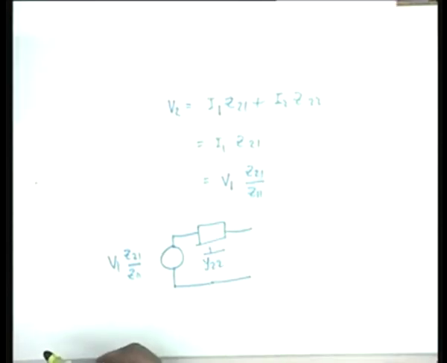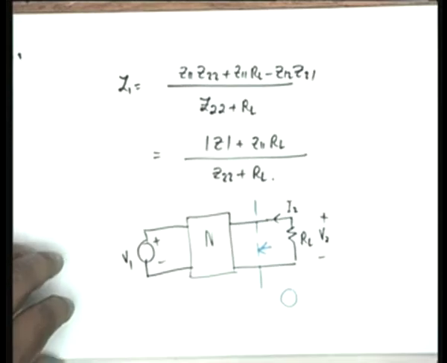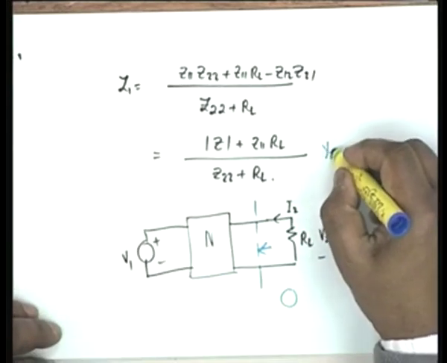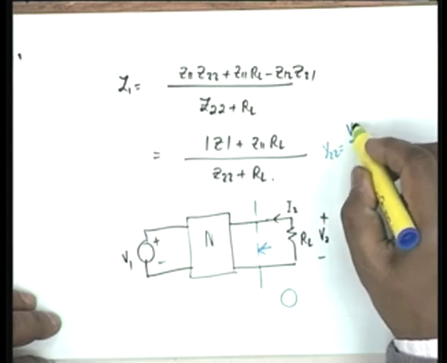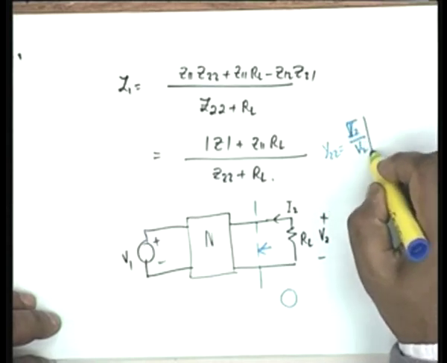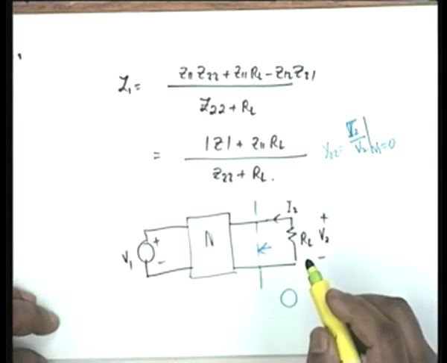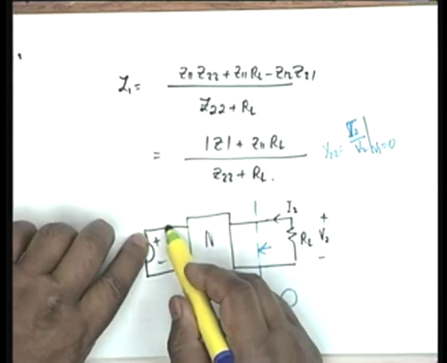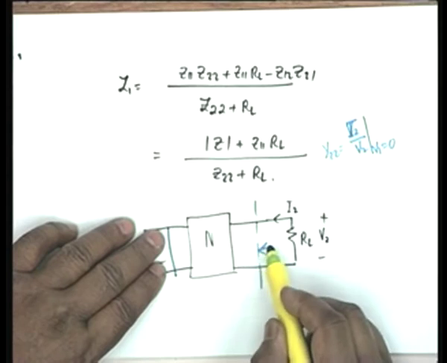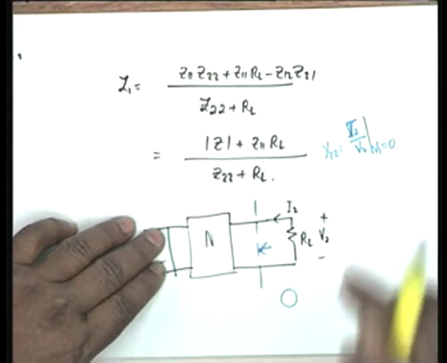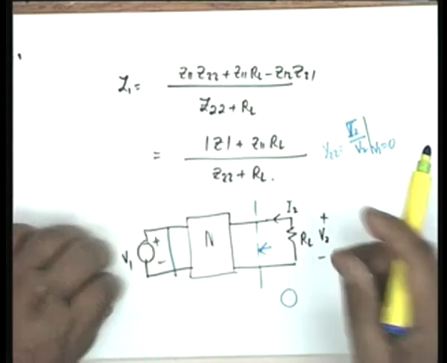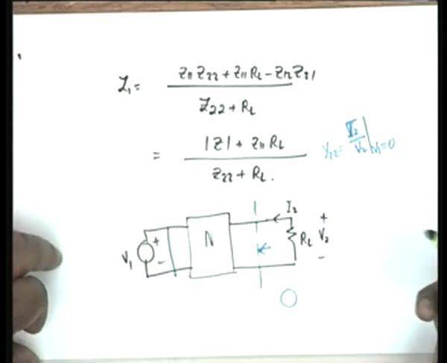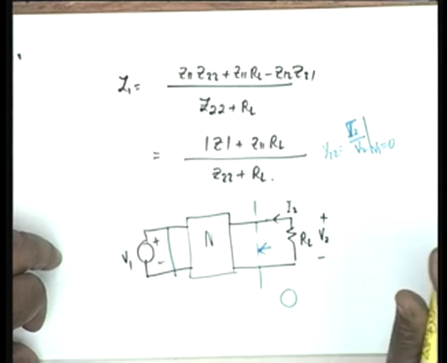Is it okay? No, it's not clear. Okay, what is Y22? Y22 is equal to I2 by V2 with V1 equal to 0. So if V1 is equal to 0, if this port is shorted, then the admittance looking here must be exactly Y22. Yes? And therefore the Thevenin impedance would be 1 by Y22. Is that okay? So won't it be Y22 parallel with Y12?